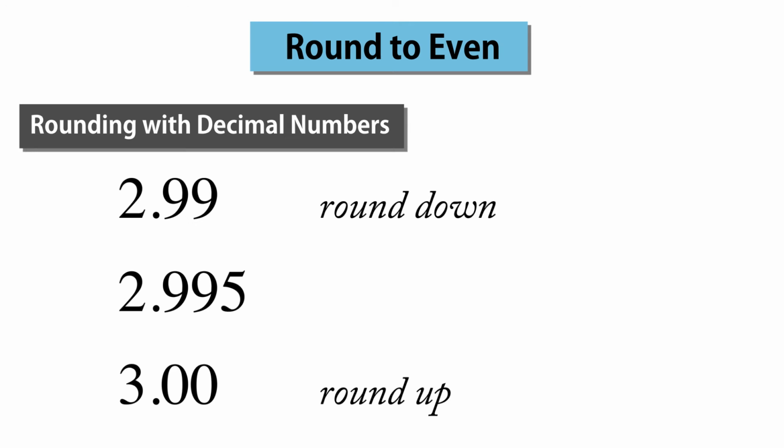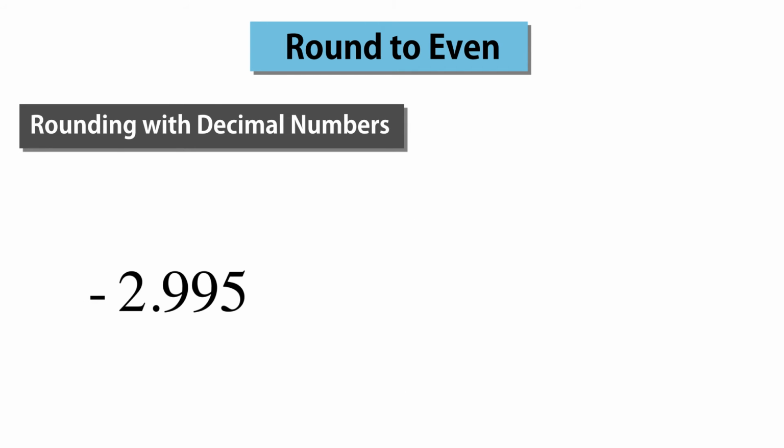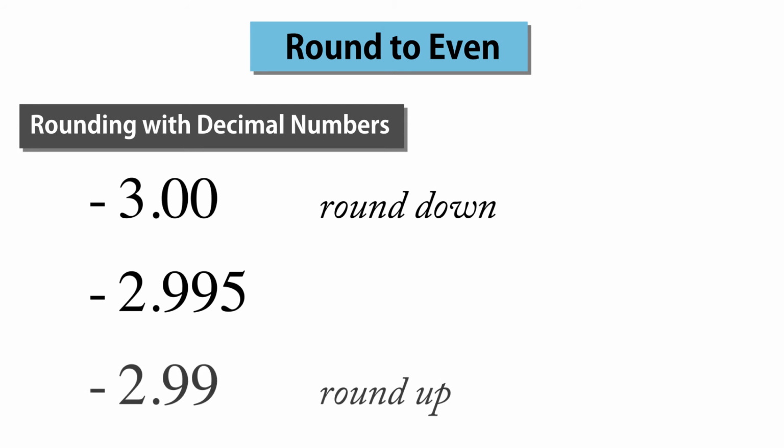Suppose that our numbers were negative instead of positive. For example, consider rounding minus 2.995 to the 100th place. Notice that this is exactly halfway between minus 3.00 and minus 2.99. As usual, we choose the rounded value with an even digit at the rounding point, namely minus 3.00. In this case, we're rounding down rather than rounding up as we did with the positives of these numbers, but the calculation is otherwise exactly the same.